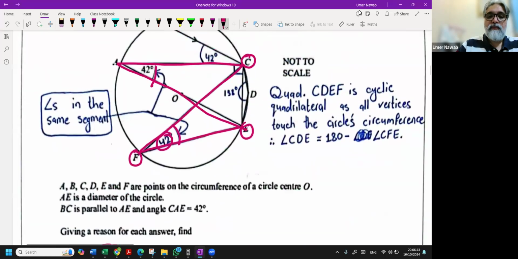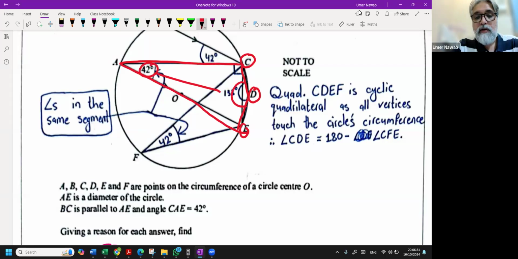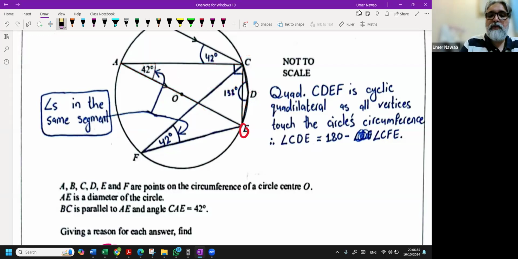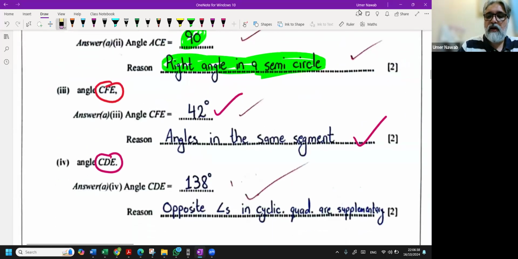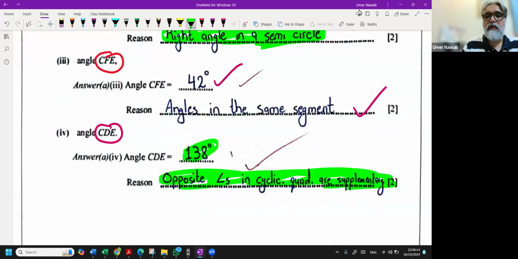CDE. Where is C? This is C, this is D, and this is E. Remember, we use the property of cyclic quadrilateral. So the opposite to 42 is 180 minus 42, which gives you 138. The reason I will quote here: opposite angles in a cyclic quadrilateral are supplementary.